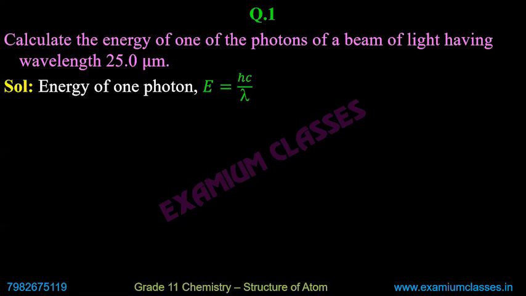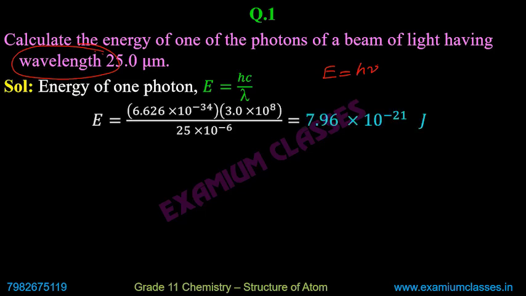You will use it specifically for lambda. Although if you say E equals h nu, that is fine because you will be converting nu to c by lambda. So you will actually be using E equals hc by lambda, which is also E equals h nu, and you will get the answer. The only thing you need to ensure is that you are using correct units: convert this micrometer to meters, and then you will get the answer in joules.